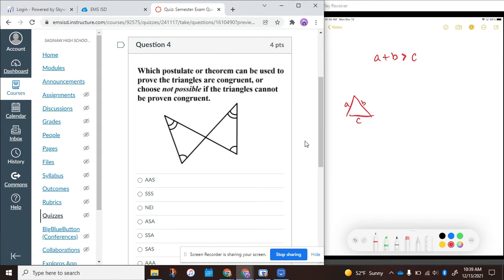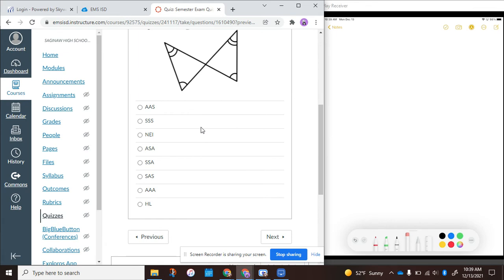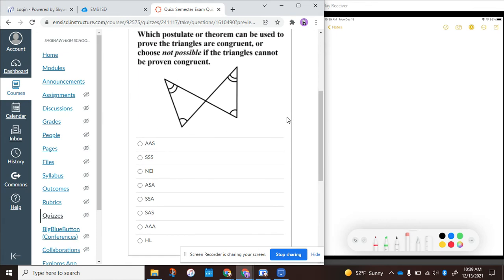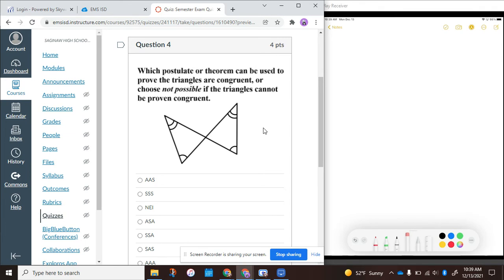Question number 4. Which postulate or theorem can be used to prove the triangles are congruent? Or maybe it's not possible, and that's what you would choose. You choose not possible or not enough information. NEI, that would be your answer. Okay, so here's what we're looking at.